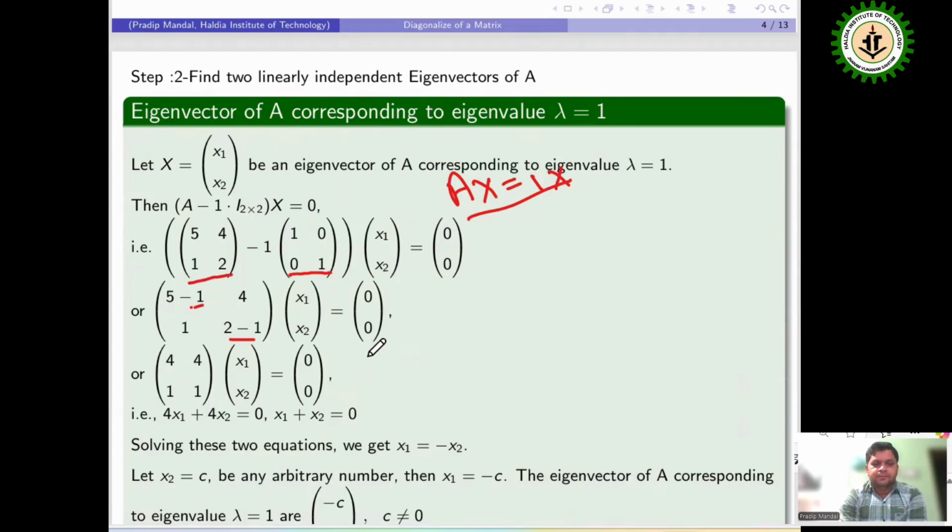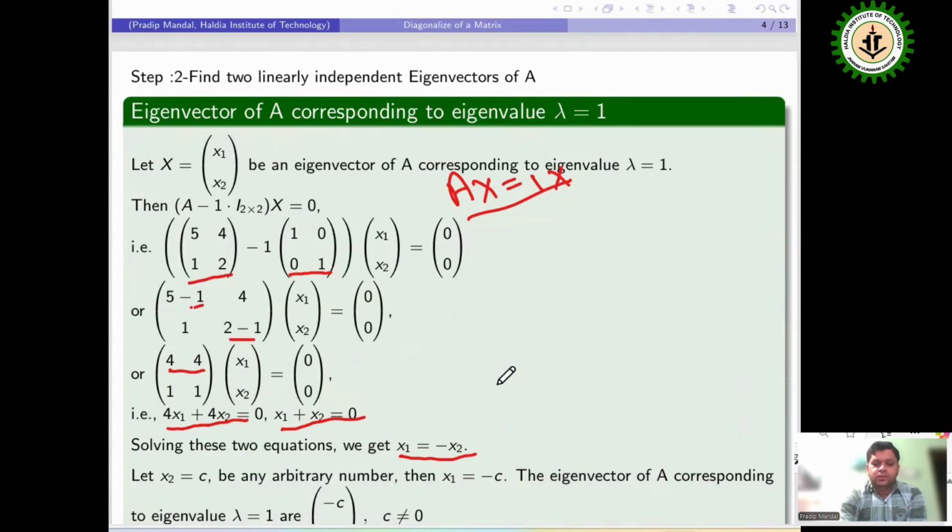Now from the last part, we get from the first row 4x1 plus 4x2 equals 0, and from the second row x1 plus x2 equals 0. So these two equations are the same. Now if we solve these equations, we simply get x1 equals minus x2.